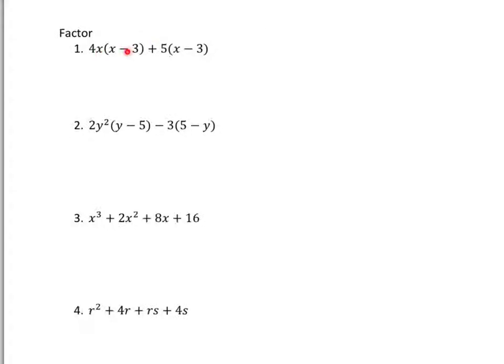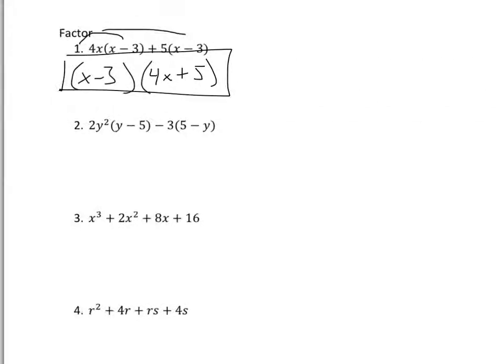We try to figure out what's common between these two terms, and we see that there's an x minus 3 in both terms. So we're going to undistribute, or figure out that the greatest common factor here is the parentheses x minus 3. We pull the x minus 3 out of both of them, and then we see what is left in each term. If we take an x minus 3 out of this term, we're just left with 4x. If you take an x minus 3 out of this term, you're left with plus 5. So you'll be left with 4x plus 5 in here.